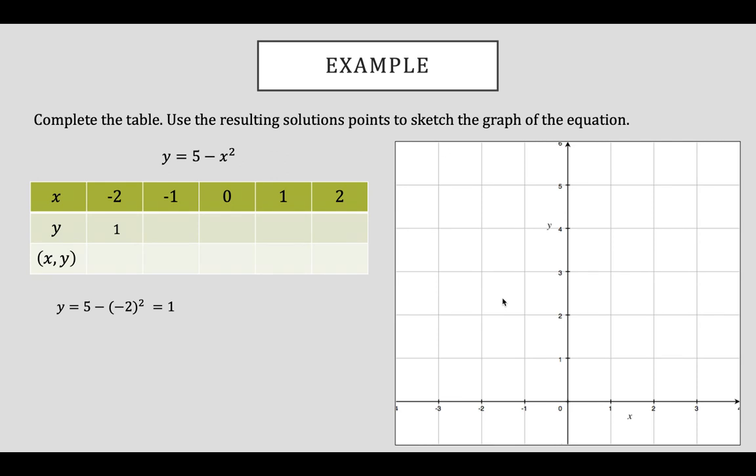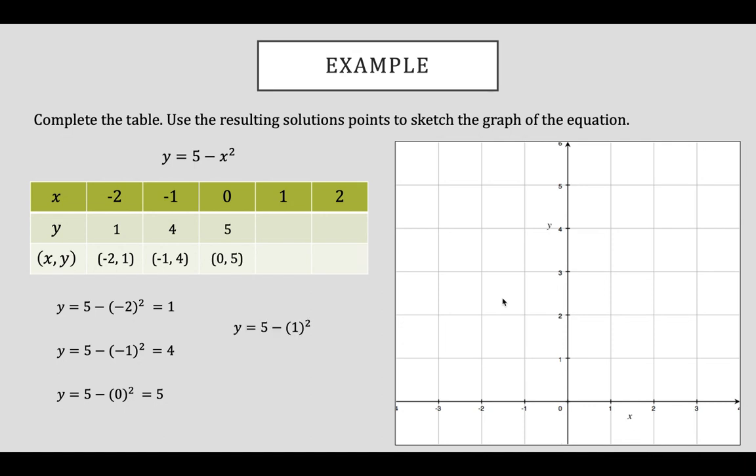Next, let's plug in -1 for x. Plugging in -1 for x gives us y equals 5 minus (-1) squared. Well, (-1) squared is 1. 5 minus 1 is 4. That leaves us with the ordered pair (-1, 4). Plugging in 0, y equals 5 minus 0 squared. That's equal to 5. So we have the ordered pair (0, 5) on this curve.